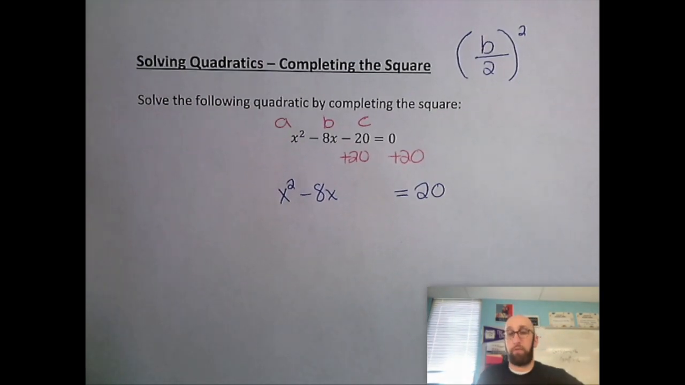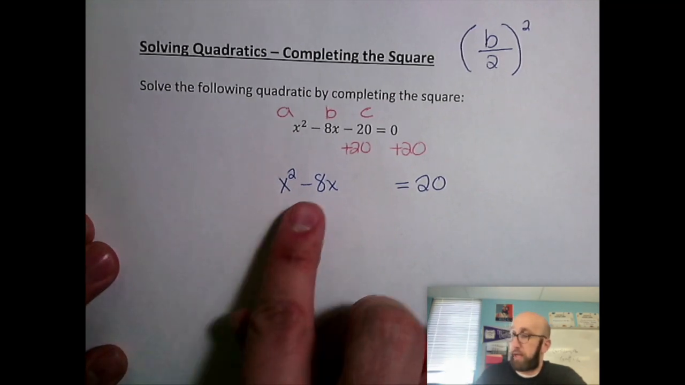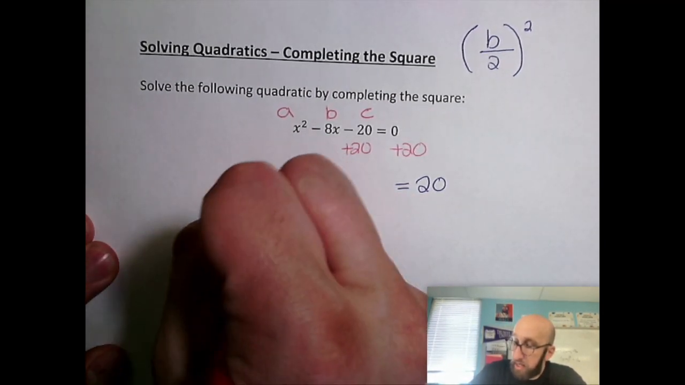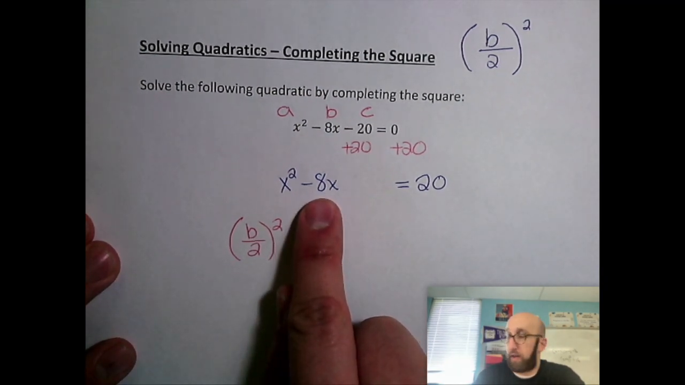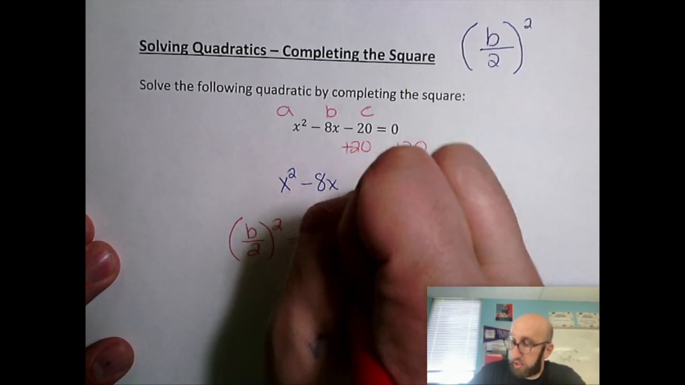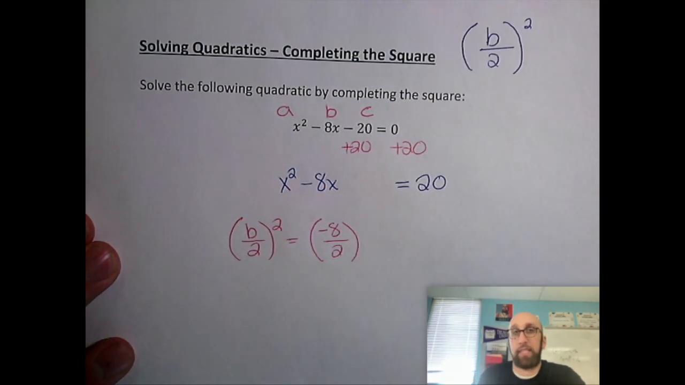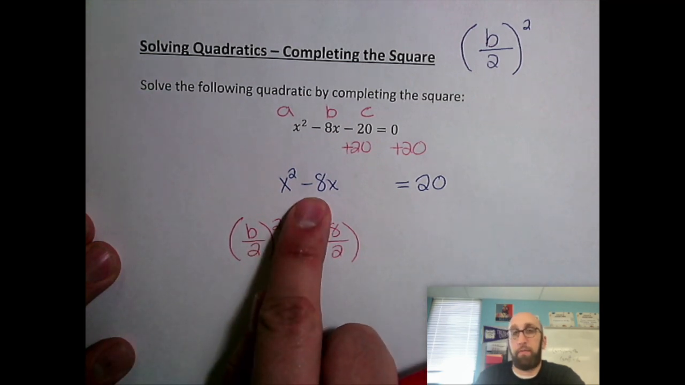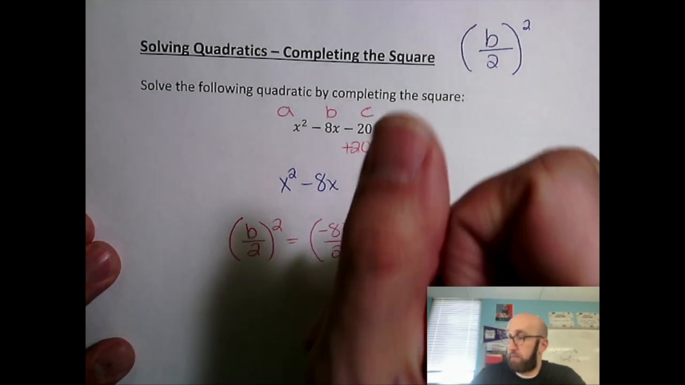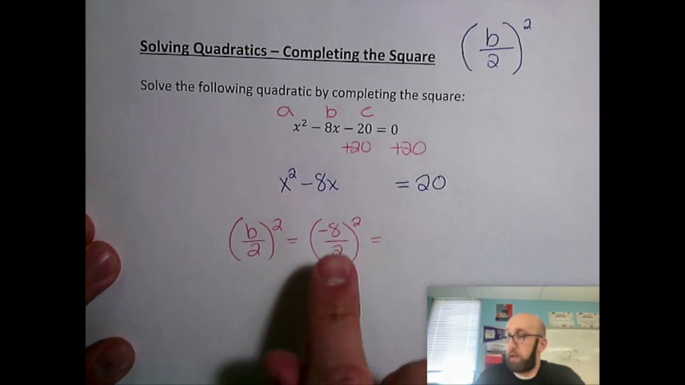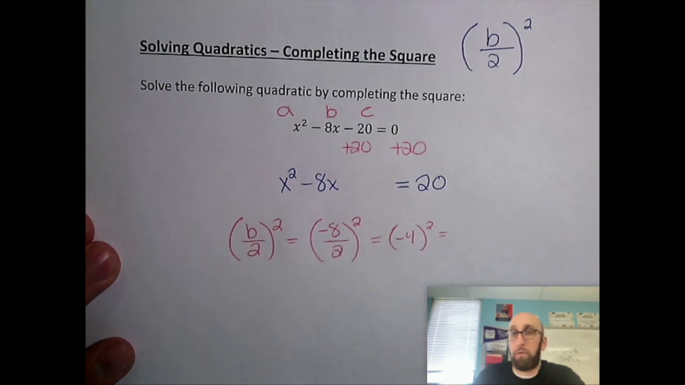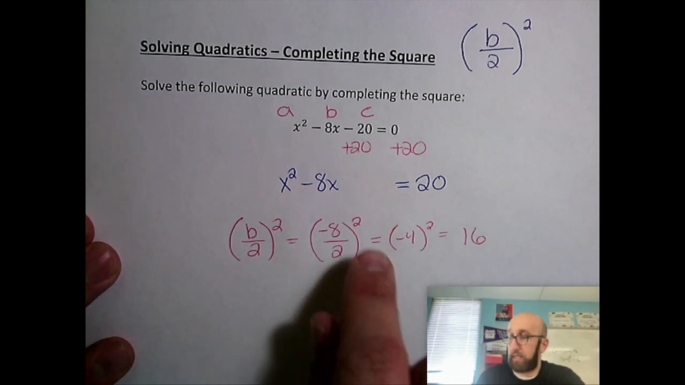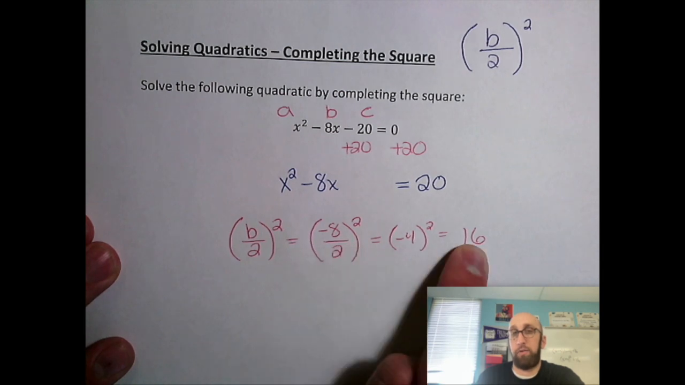Now we are ready for the completing the square piece. So I'm going to take my b, I'm going to divide it by 2 and square it. My b is just the number in front of x here, which in this case just happens to be negative 8. So I'm going to take negative 8 divided by 2 and square it, okay? So negative 8 divided by 2 is negative 4. Negative 4 squared is 16. So I took my b, divided by 2, and squared.